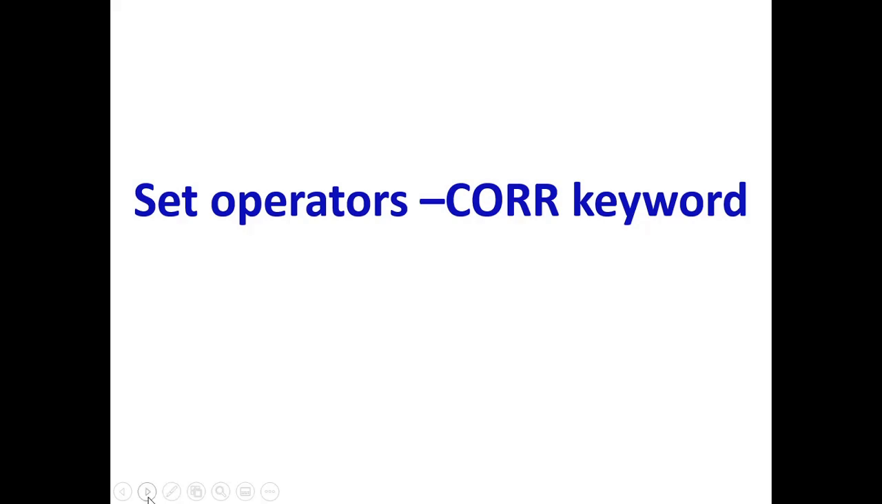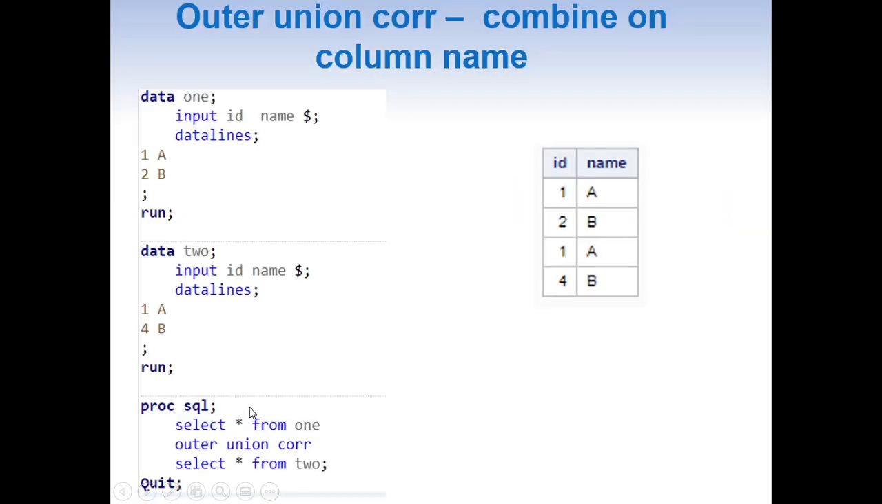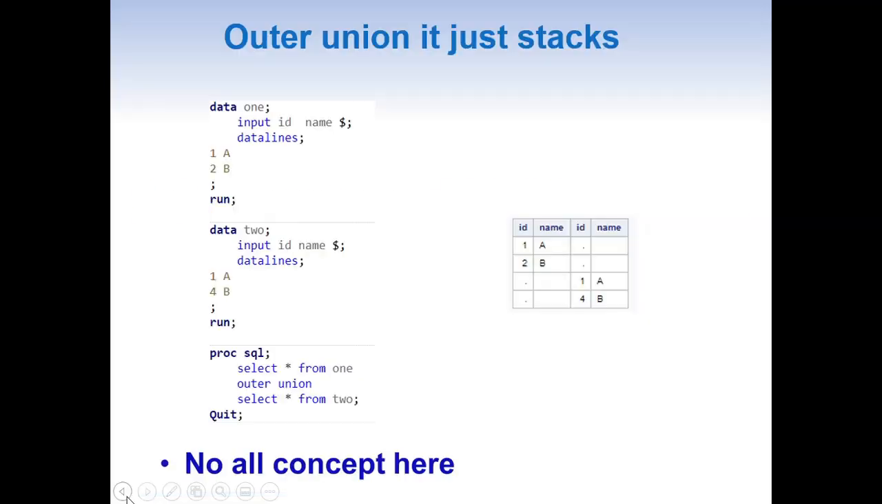Now let us try to understand this through an example again. Here, everything being same with what I have shown you before, all I have done is added a CORR for this outer union. What this CORR does is it combines the data sets on the basis of column name or variable name. Now let's quickly go back and see our simple outer union.